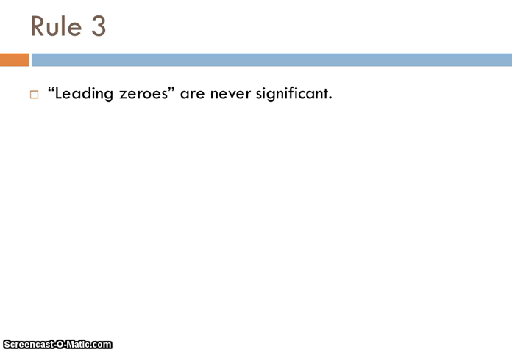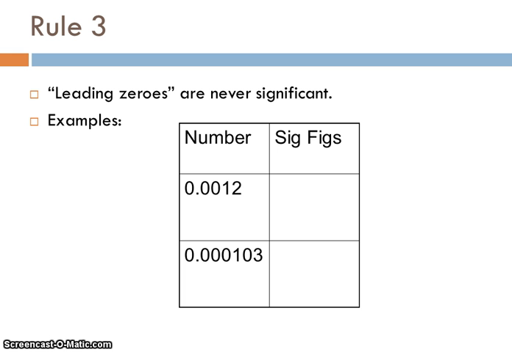All right. The next rule deals with what I call leading zeros. These are placeholder zeros at the left of a number. Usually numbers that are smaller than 1 is when we would write these leading zeros, and they're never significant. Some examples. 0.0012. Well, I've got 3 leading zeros here. They're not significant. Just the 1 and the 2 are significant. So 2 sig figs in that number.